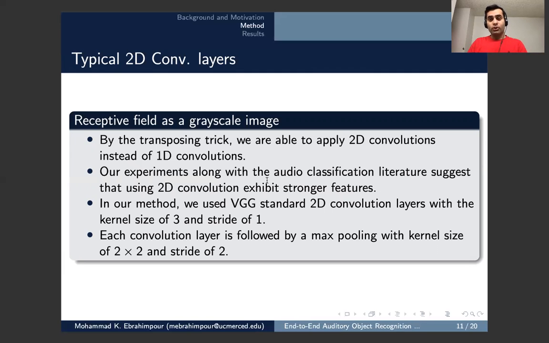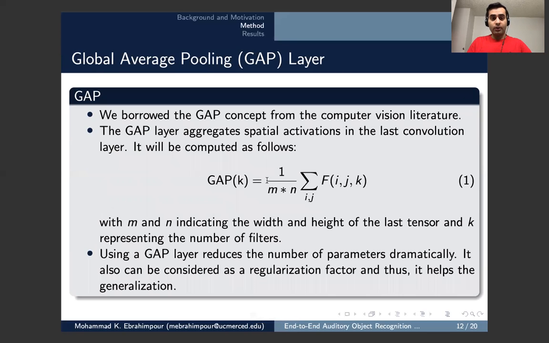So each convolutional layer is going to be followed by a max pooling layer, and the kernel size for the max pooling layer is fixed to 2 by 2, and then the stride is 2. So after applying a bunch of 2D convolutions and max pooling, we are going to apply a global average pooling layer. Basically, we borrowed this concept of global average pooling from the computer vision literature as well.